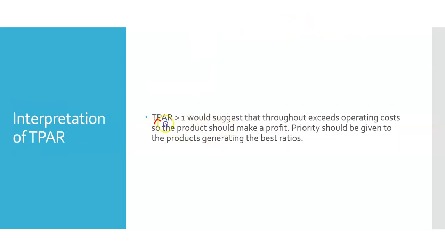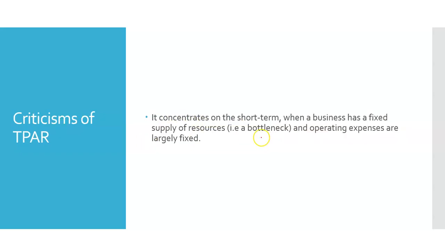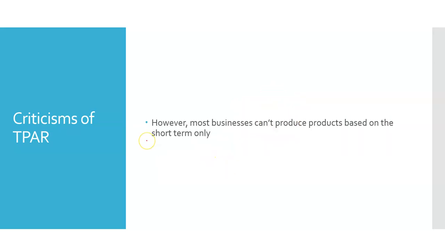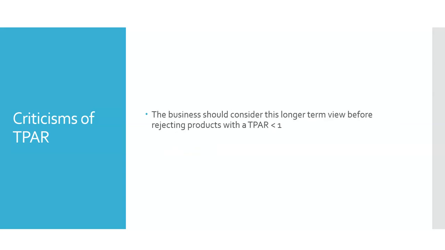The argument here is that a TPAR greater than 1 suggests that throughput exceeds operating costs, so the product should make a profit, and priority should be given to the products that give the greatest ratios. Anything less than 1 suggests that the product is making a loss. The focus is very much on the short term, and operating expenses are largely fixed. But businesses cannot operate purely on this short-term approach.